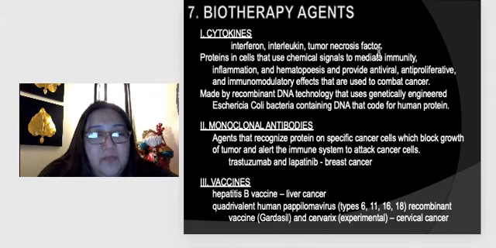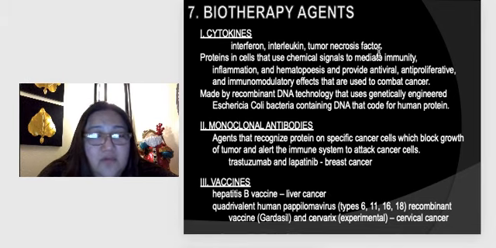The second type of biotherapy agents are monoclonal antibodies. Ang ini-inject sa patient, antibody na. That's why this is a very expensive drug. Kasi again, ginawa siya under laboratory conditions. These are agents that recognize protein on specific cancer cells. So, nabablock yung growth ng tumor at na-alert yung immune system to attack the cancer cells. Kasi antibody na mismo yung in-inject dun sa patient.